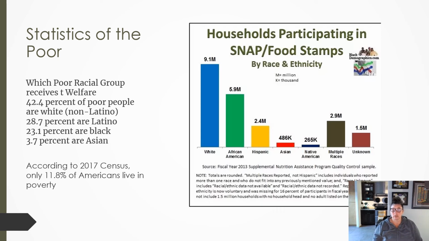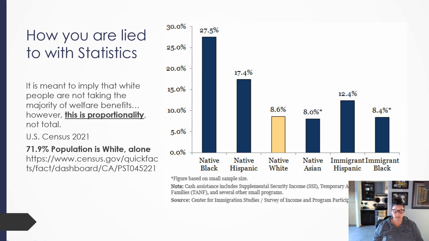If you look at just participating in SNAP or food stamps benefits, it's about 9 million families that label themselves as white who are receiving those benefits. It's about 5.9 million who are African American, about 2.4 million who are Hispanic, and almost 3 million who define themselves as multiracial. If you were to listen to the media, you would tend to believe it's mostly Blacks and Hispanics. So how are we misinformed in this way?